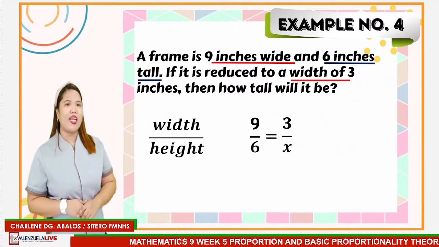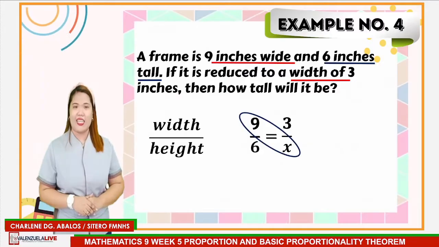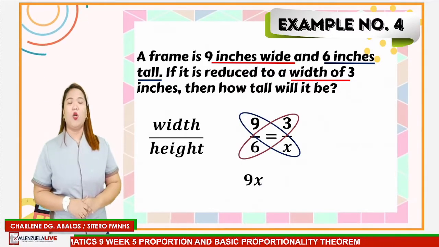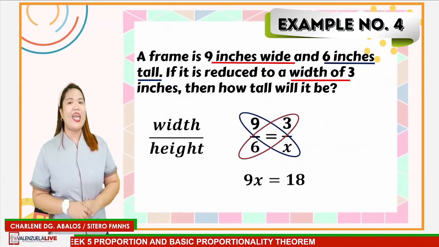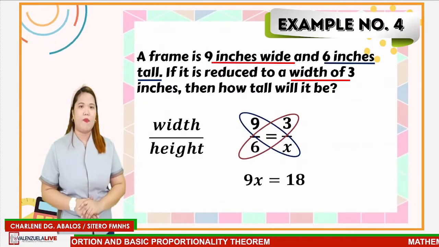Applying cross multiplication property, multiply the extremes, which are 9 and x, and this will give you 9x. Multiply the means, which are 6 and 3, and it will give you 18. So we have 9x equals 18.